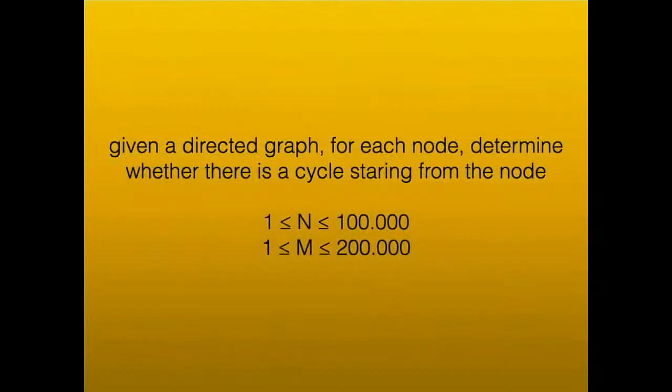Okay, more practice about this graph connectivity thing. Given a directed graph, for each node, determine whether there is a cycle starting from that node. Like it starts from that node and ends at that node. There's a directed cycle that starts from that node and ends at that node. That's not all nodes in the cycle.